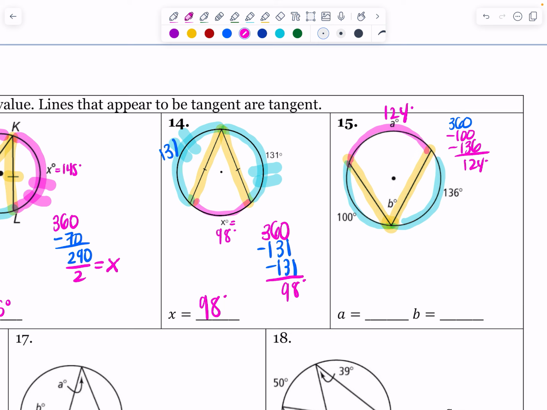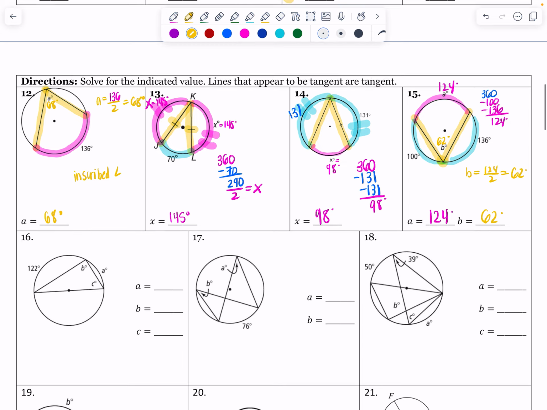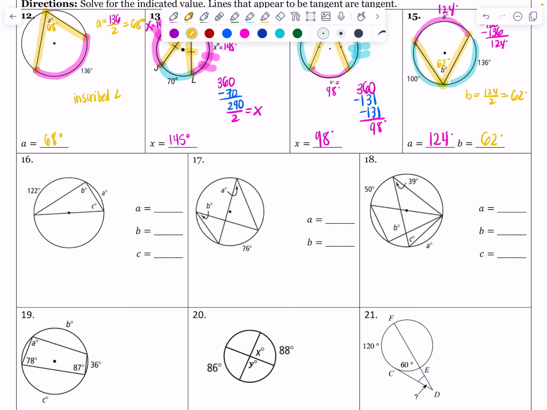If that is A, let's go ahead and write that down. If A is 124, how do I find B? Well, B is going to be equal to 124 divided by 2. That is going to be half of its intercepted arc because that's an inscribed angle, and that is going to give me a 62 degree angle for letter B. So we have found all of our variables it asked me to find. Let's go ahead and do 16 through 18 because these are very similar.